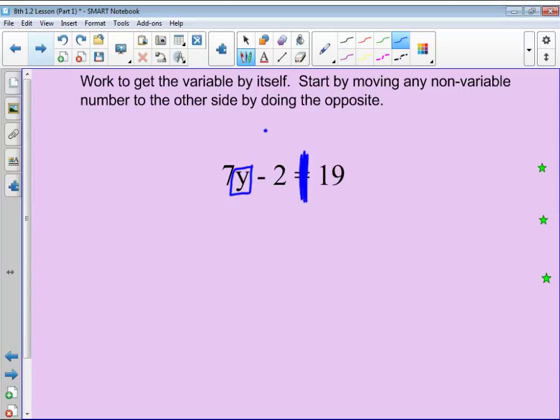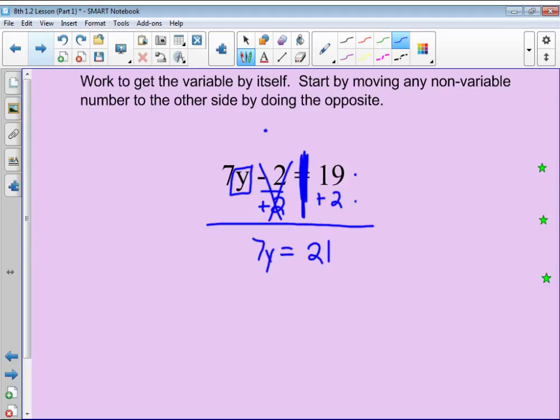So right now, this -2 is not directly attached to the y. So we're going to do the opposite and add 2, or a +2. Whatever we do to one side of our equal sign, we have to do to the other, so +2. Okay, on the left-hand side, I've got 7y equals 19 plus 2 gives me 21.